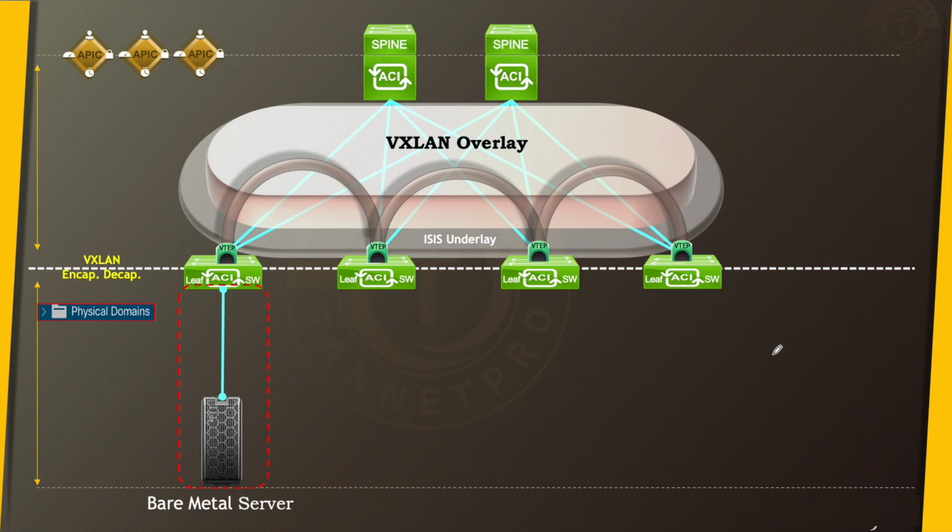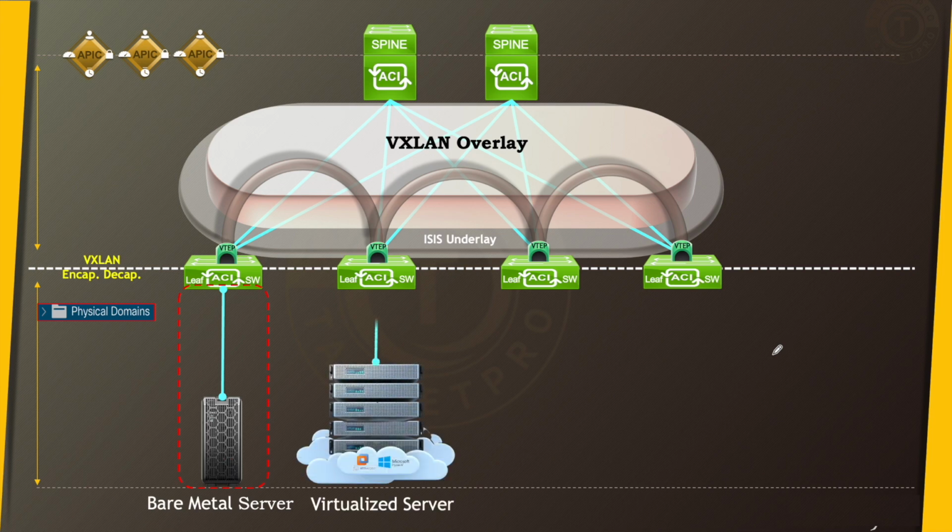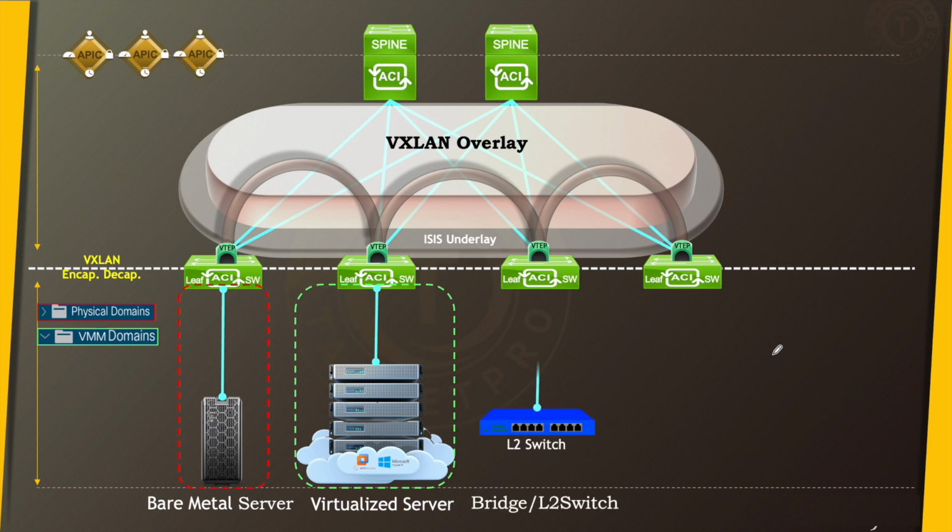Likewise, what other devices can be connected? Virtual devices, right? So a virtual server can be connected. Whenever any virtual server gets connected to your leaf switches, that will be a VMM domain. So we'll create a VMM domain for the virtual servers, and we'll create a physical domain for any bare metal servers. Now what other kinds of devices could be connected? L2 switch.